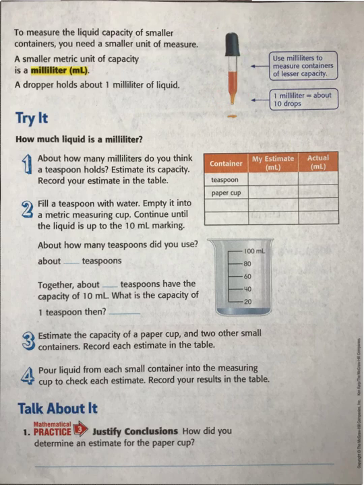Just like we did in the liters, in order to understand a milliliter, we need to understand what exactly a milliliter holds. So over on number 1, it's asking us how much liquid is a milliliter. About how many milliliters do you think a teaspoon holds? Now remember, for larger amounts of liquid, we used liters. Now we're talking about much smaller amounts of liquid, so we're talking about milliliters.